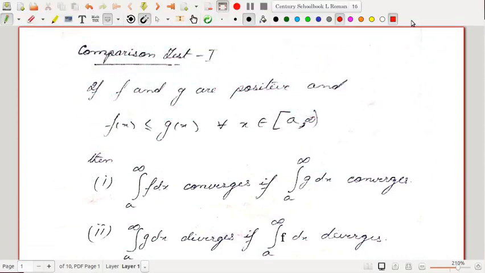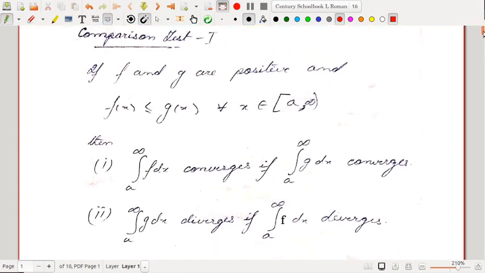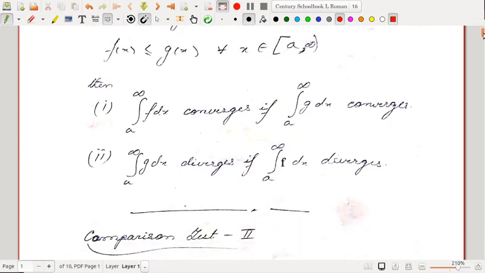The first one: if f and g are positive and f(x) is less than or equal to g(x) for every x in [a, infinity), then the integral from a to infinity of f(x) dx converges if the integral from a to infinity of g(x) dx converges. That is, if the larger one converges, then the smaller one will converge. And the second one: the integral from a to infinity of g dx diverges if the integral from a to infinity of f dx diverges. That is, if the smaller one diverges, the larger one will diverge.